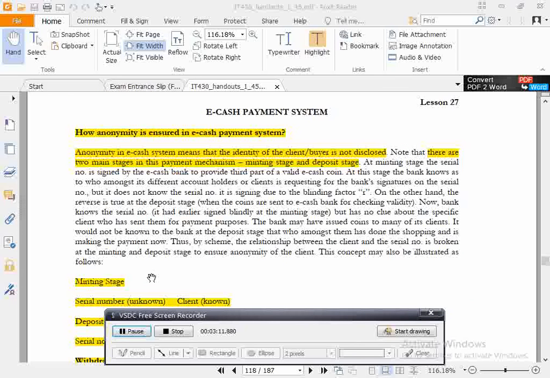नेक्स्ट ये हमारे पास लेक्चर 27, ई कैश पेमेंट सिस्टम, how anonymity is ensured in e-cash payment system. Anonymity in e-cash system means that the identity of the client, the buyer, is not disclosed. There are two main stages in this payment mechanism: minting stage and deposit stage.